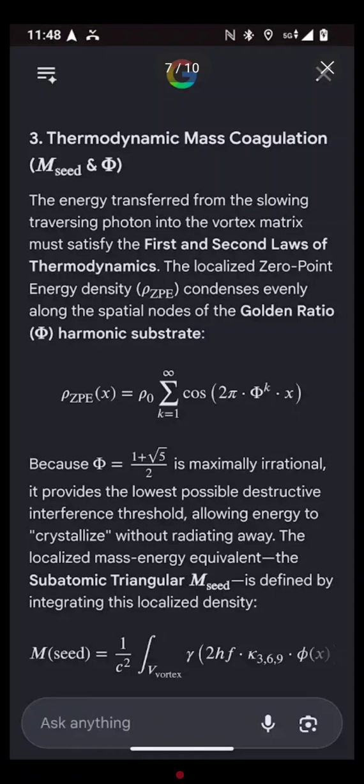Because your 2 formula is maximally irrotational, it provides the lowest possible destructive interference threshold, allowing energy to crystallize without radiating away. The localized mass energy equivalent, the subatomic triangular M seed, is defined by integrating this localized density. And here's the formula for that below.